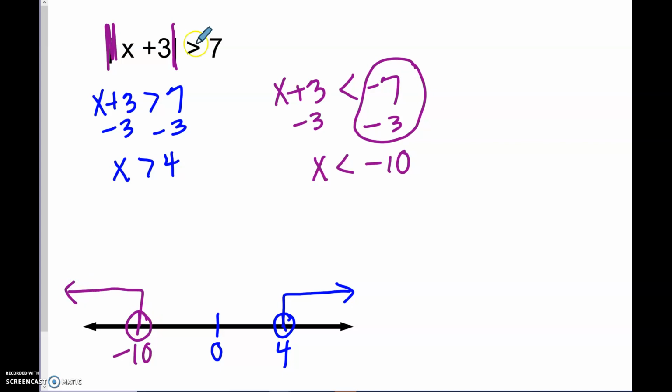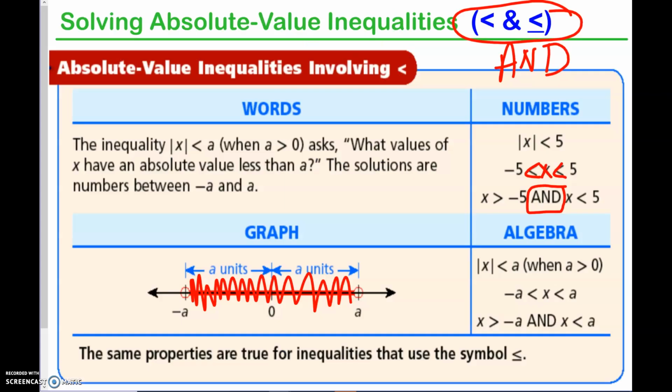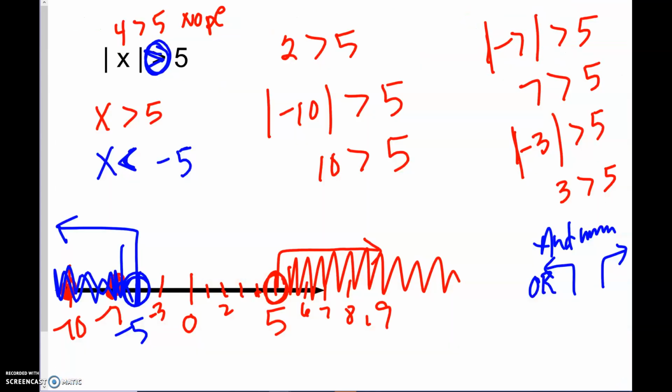Okay, well, what did we just say? If this symbol originally was a greater than in here, that it was going to be an or problem, and we would shade out. That's exactly what happened on this previous problem. Here, we had a greater than symbol in here, and we shaded out.